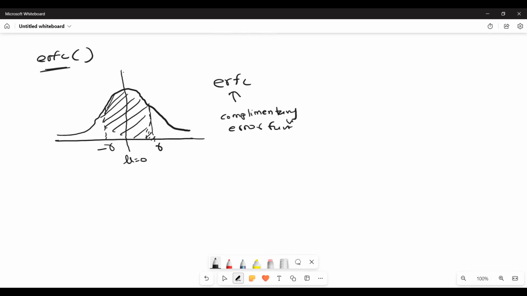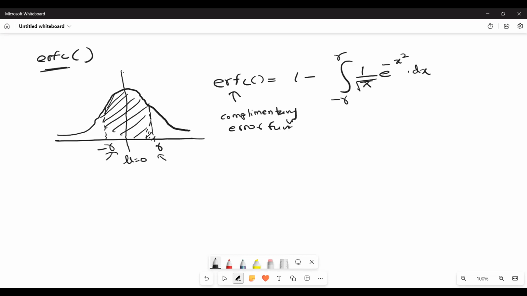The complementary error function is defined as 1 minus the integration between minus gamma and plus gamma, of 1 over square root pi, e to the minus x squared, dx.